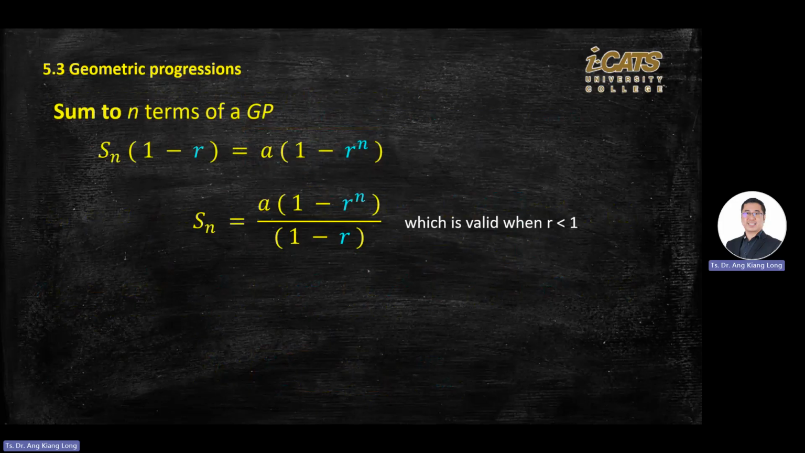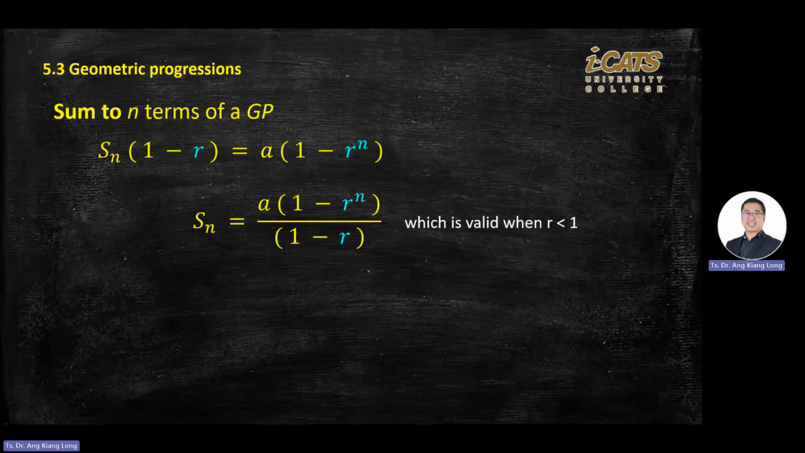Means that this ratio is less than 1. For this set of equations, this is the first equation.